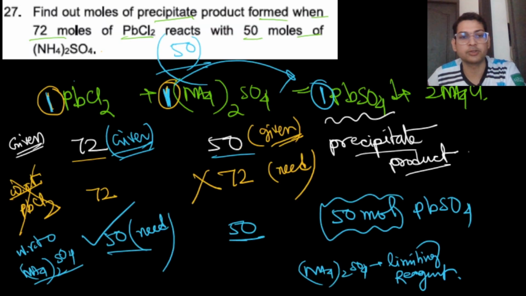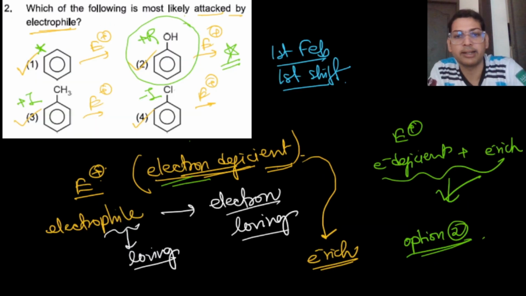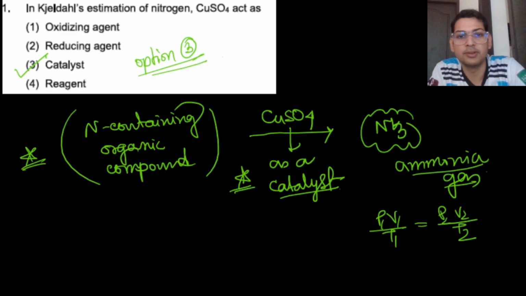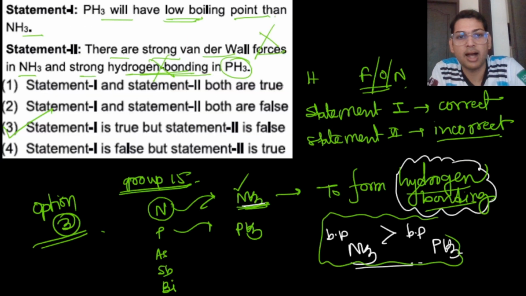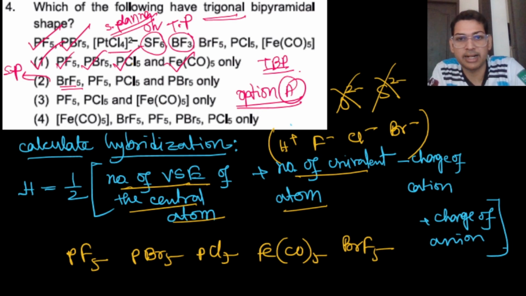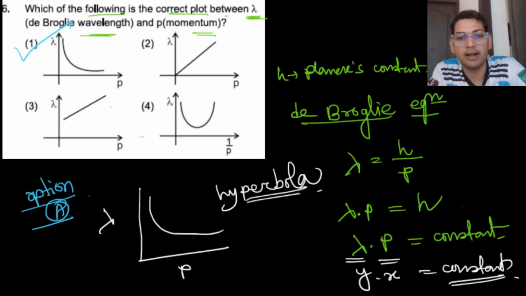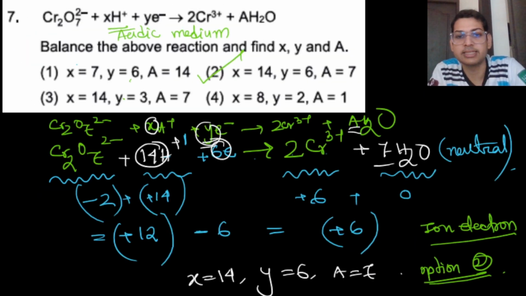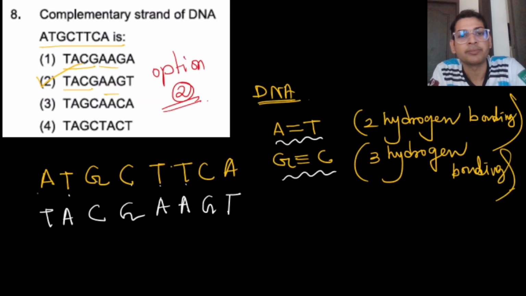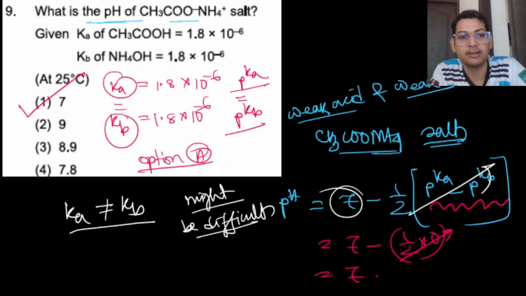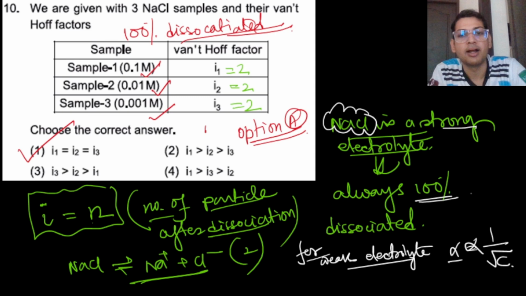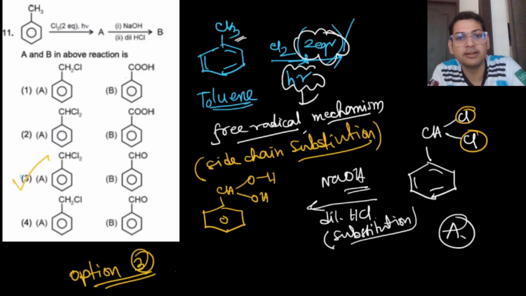Any more question? No question. I have only got these questions. So we have solved all the questions. Gel done. Hydrogen bonding done. Structure analysis done. Then thermodynamics done. de Broglie wavelength done. This is balancing in acidic medium, done. Complementary DNA strand done. Then pH calculation of a weak acid, weak base salt done. Then Van 't Hoff factor from solution is done.